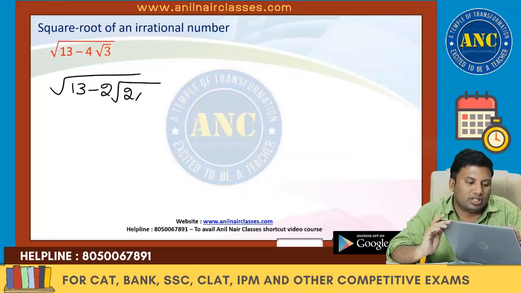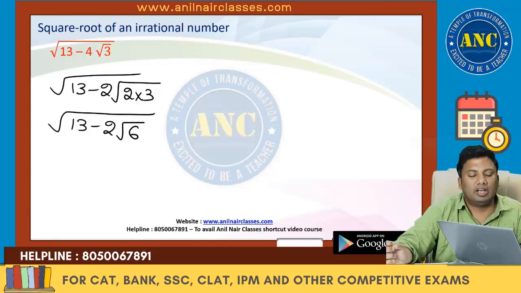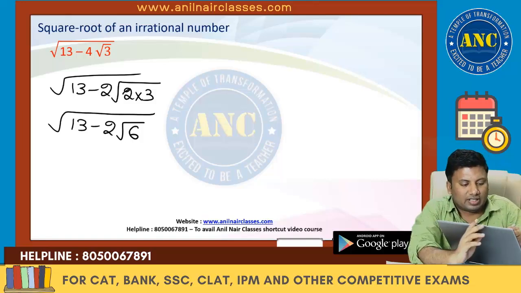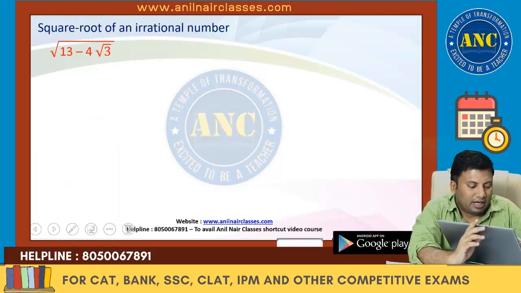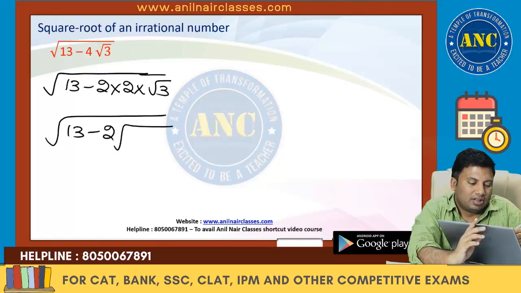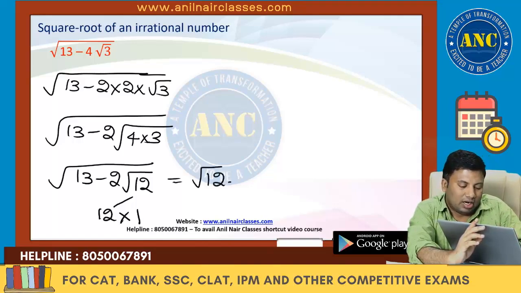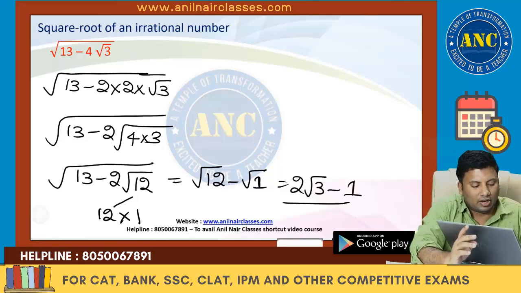Next one. These are all examination questions. 2 should be there, 2 goes inside. This is nothing but 13 minus of, it is nothing but 2 root 6. So what you do is, if 2 goes inside, it is 4. Let me solve it again. This is root of 13 minus 2 into 2 into root 3. If 2 goes inside, 13 minus 2 root of 4 into 3. This is 13 minus 2 root of 12. This is nothing but 12, 1s are 12. 12 plus 1 is 13. Smallest is subtracted from largest. This is nothing but 2 root 3 minus 1. I hope the idea is clear.